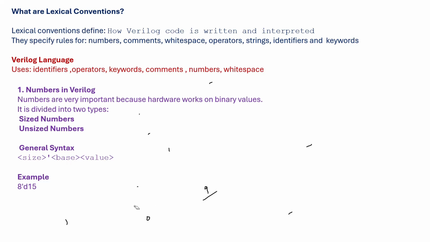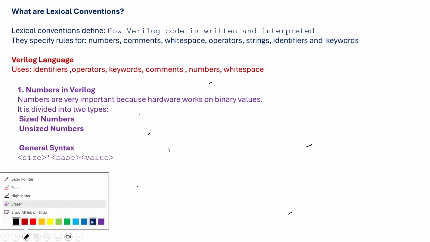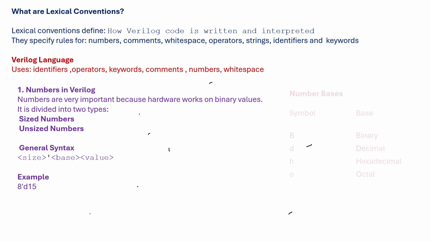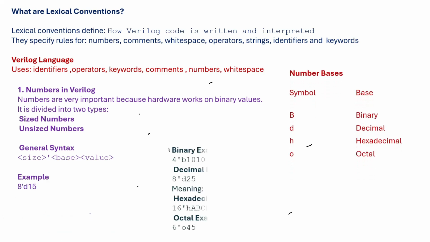Here unsized means the default value is 32. It will be stored up to 32-bit size. So if you are not mentioning the size of your number, it will be taking the 32-bit size. See, these are the examples.